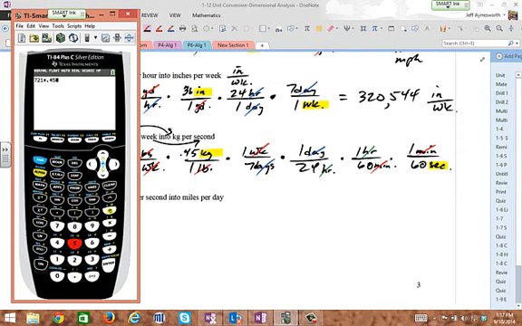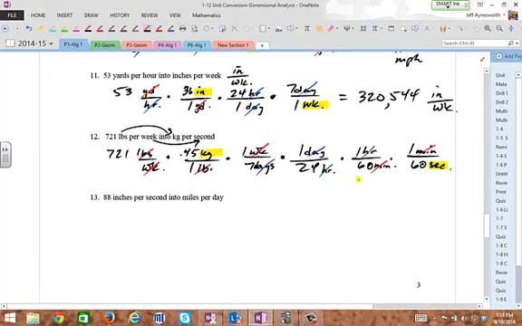Divided by 7, divided by 24, divided by 60 twice. So divided by 60, divided by 60, hit go. And that's 5.36, all right, kilograms per second. So 5.36 kilograms per second. Okay, kg is kilogram. That's over 11 pounds per second. Okay, that is a lot.